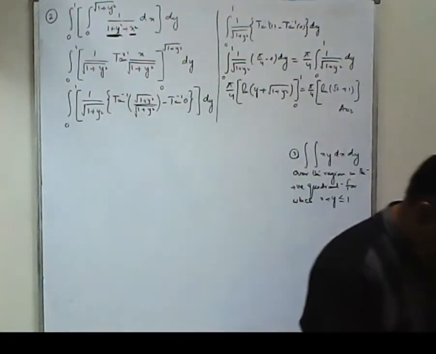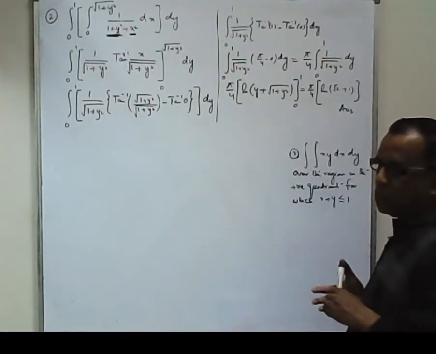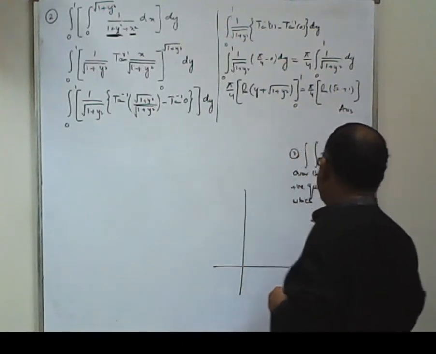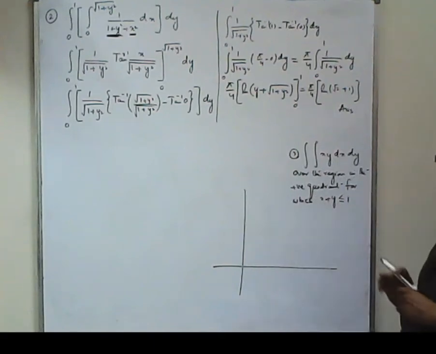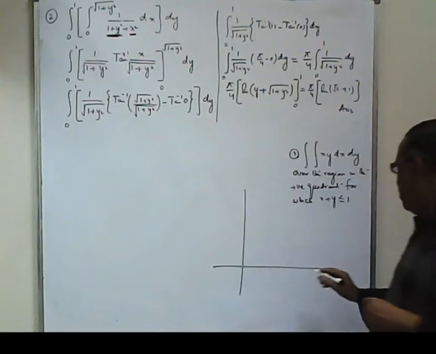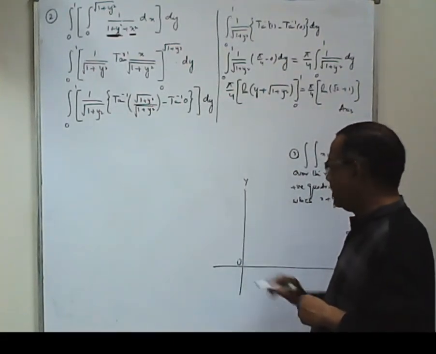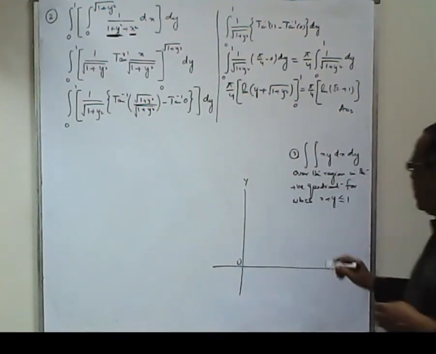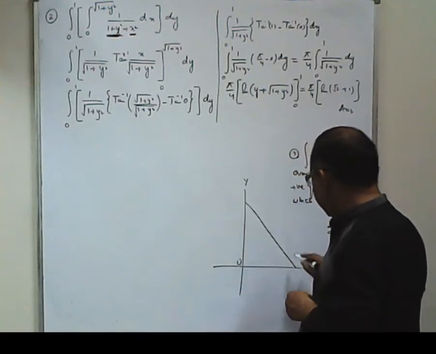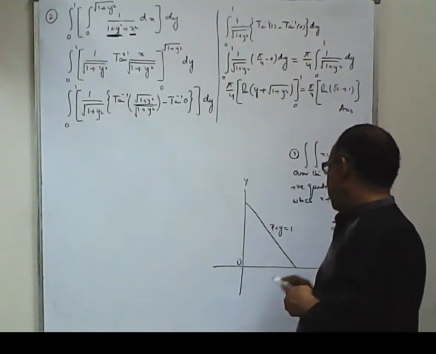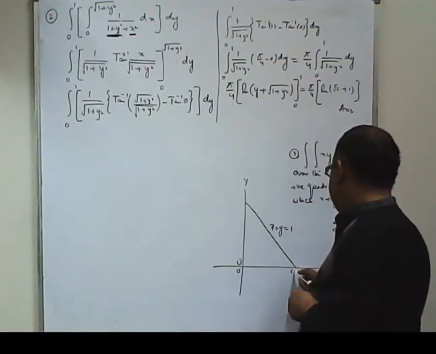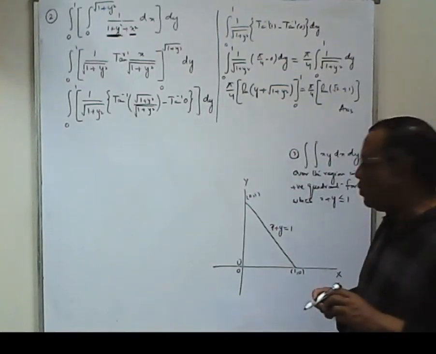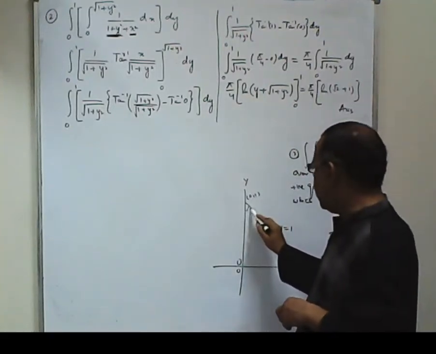In example number 3, it is important to draw a figure, because we do not have the limits directly. This is an indirect way of giving a limit. So I am drawing the figure. It says the region in the positive quadrant for both x and y. If this is x and this is y, then this quadrant is positive, so the figure will be drawn in this quadrant. Here x plus y equal to 1 means this line. This is the origin 0, this is 1, 0, and this is 0, 1, because x plus y is less than or equal to 1. So this is the region where we need to integrate.